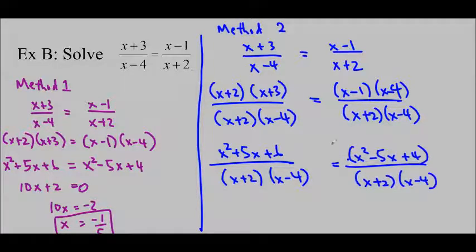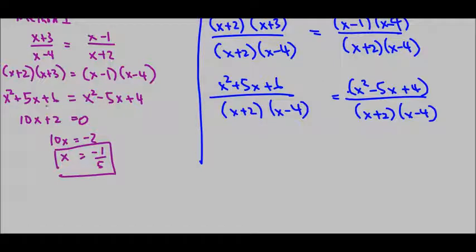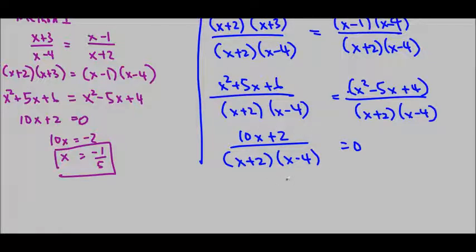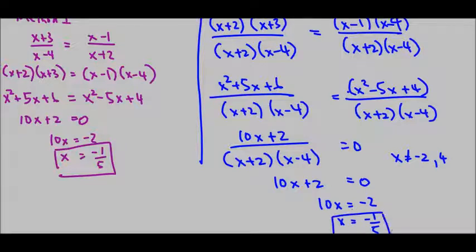And you can see that these are really parallel. I've got exactly the same thing going on in this line right here. And then I'm going to move everything over just like I did with this one. So I get (10x plus 2) over (x plus 2) times (x minus 4) is equal to 0. Now this whole thing can't be 0 unless the numerator is 0, so I'm going to set the numerator equal to 0. And just state my restrictions, x not equal to negative 2 or 4. And then I can solve that in the same way as I did the other one, and I get x equals negative 1 over 5, just like I did before.